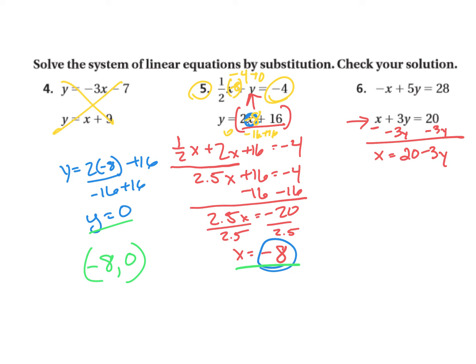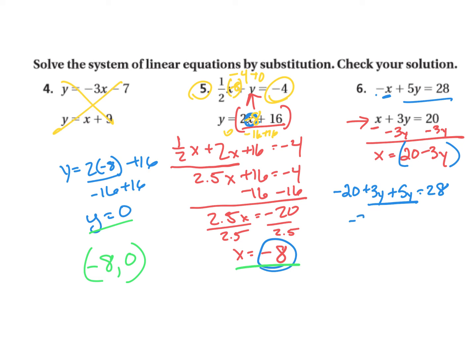So I'm going to plug this in for my x up here. And with that negative, that's just going to change the sign of everything. So instead of a positive 20, it's going to be a negative 20. Instead of a negative 3y, it's going to be plus 3y. Then I'll just continue, plus 5y equals 28.